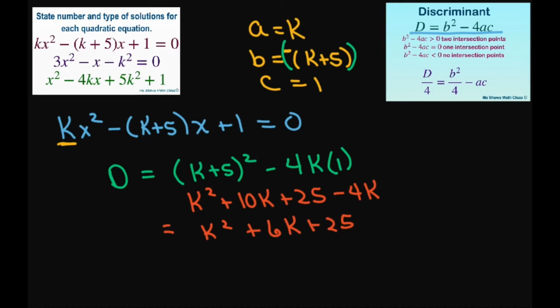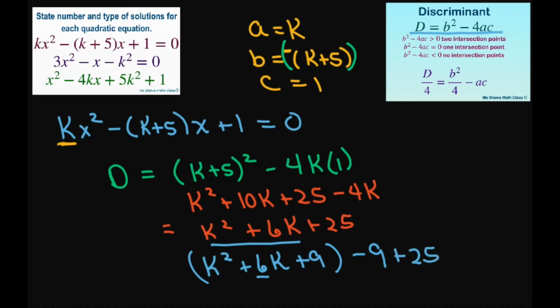We can also write this by completing the square here. I'm going to get k squared plus 6k. You take half of 6 and you square it, so that's going to be plus 9. But then you have to subtract 9 too. So you add 9 to something, you have to subtract it. Plus 25. And then we can simplify this as a perfect square trinomial as (k plus 3) squared plus 16.